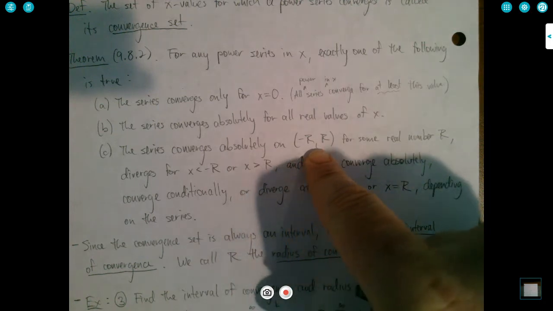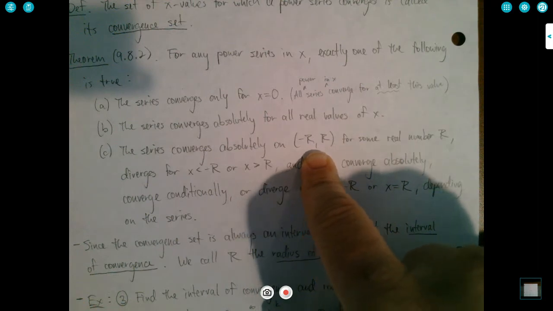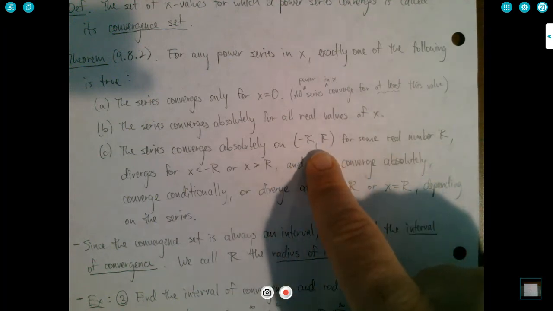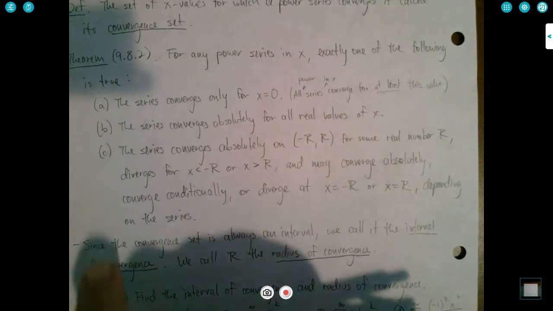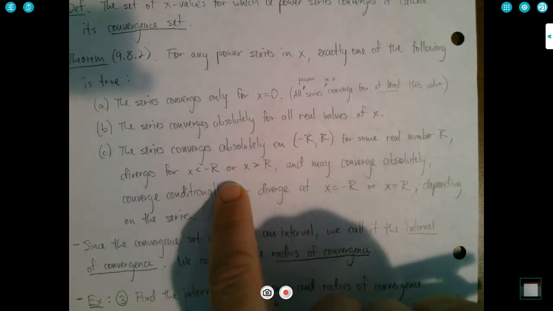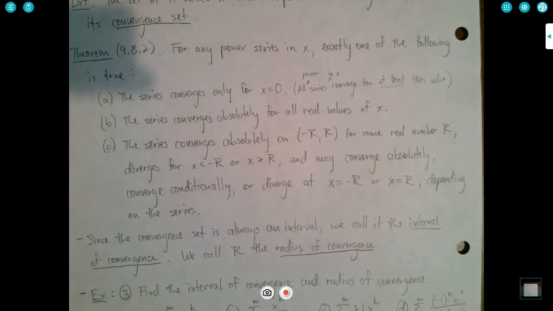from negative r to r. This interval is, of course, centered at 0, okay? But the series converges absolutely on some interval centered at 0. We call r the radius of convergence. We'll talk about that in a second, okay? But it converges on negative r to r for some real number r, and then it diverges outside of that interval. So if x is less than negative r or if x is greater than r, it diverges, okay?